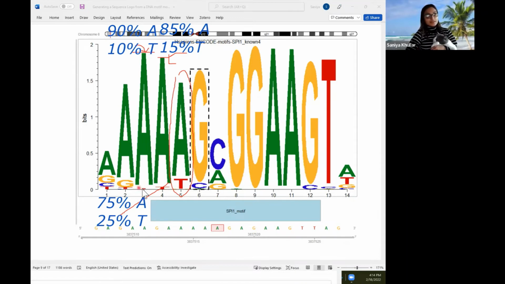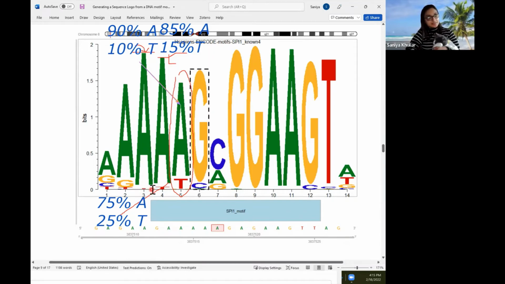90% chance of A being in this position, maybe 10% chance of T. Then we see here as we go down, this is decreasing overall. This behavior here is decreasing. Here, the percent chance of A is decreasing and the percent of T is increasing. That's why this height overall is decreasing. So that's a way to see it.